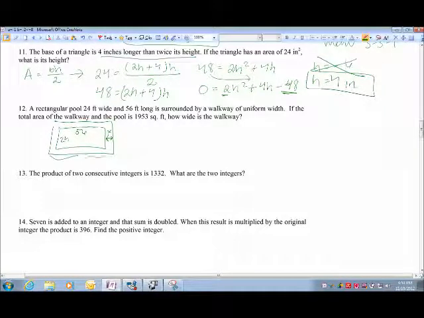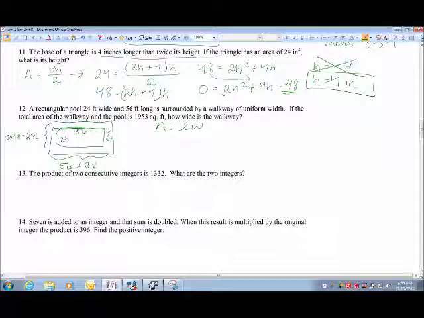So, first of all, we know that area of a rectangle is length times width. They give us the total area of the pool and the walkway, so we need to find the length and the width. If we look here, the length is going to be 56 plus 2x, because it's the length of the pool plus the width of x on either side. Okay, so it's 56 plus 2x, and the width is the same way. It's going to be 24 plus 2x because you have the width plus the width of the sidewalk on either side.